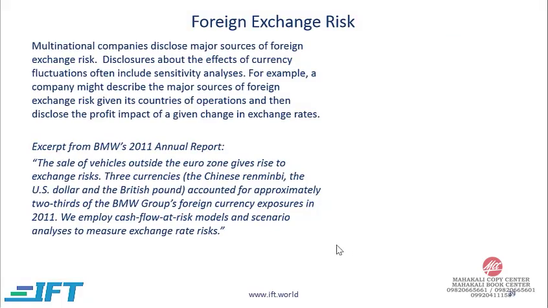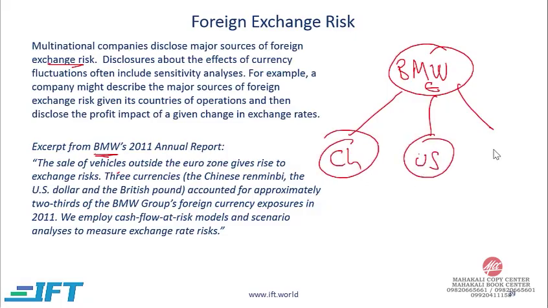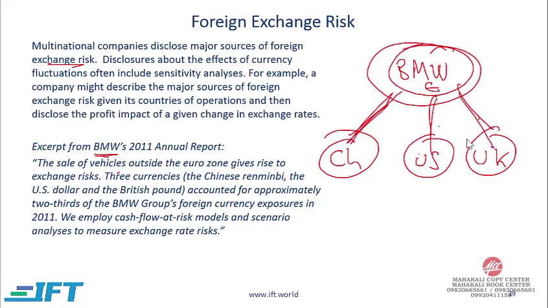Also, in the disclosures, you will see that companies talk about exchange risk. And a good example is given related to BMW. BMW is based in Germany, so the presentation currency is the euro. BMW exports to various parts of the world, but the three major export markets for BMW are China, the United States, and the United Kingdom. So clearly the sales numbers reported by BMW will depend on these three exchange rates.